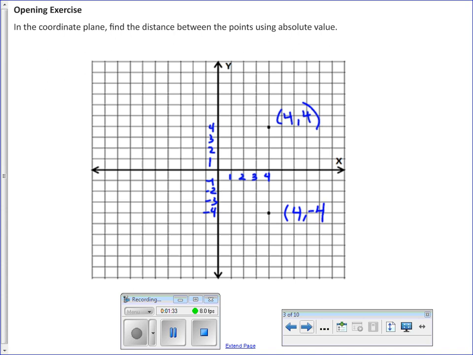Now I see that my x coordinates are the same. So when my x coordinates are the same, what type of line did I create? Vertical, right, not blue, vertical. Okay, so that creates a vertical line when my x coordinates are the same. 4 to 4. I did not slide across the x-axis. My x stayed the same, so it's a vertical line. So now I want to find the distance from the two endpoints. So which coordinates are different?